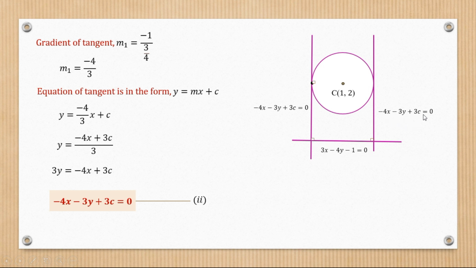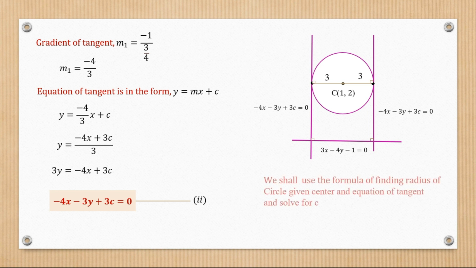So these are the two formats of the ways you can represent the equations of these tangents. We can see that they all make an angle of 90 degrees with the radius, which is 3. So again, we shall use the formula of finding the radius of a circle given the center and the equation of tangent and solve for c.